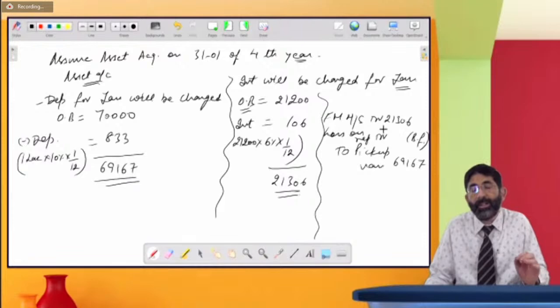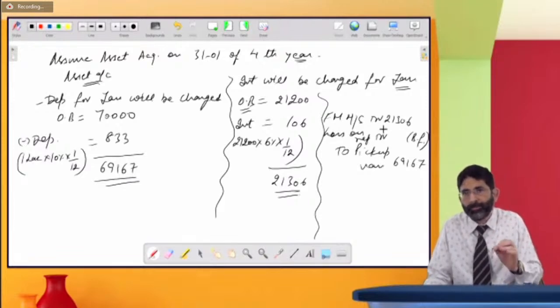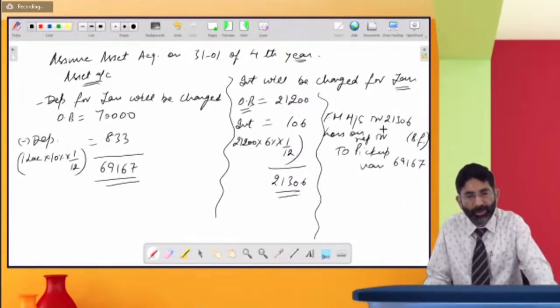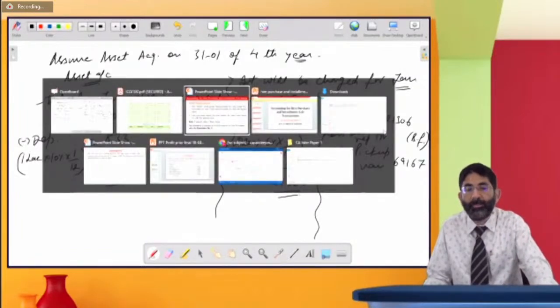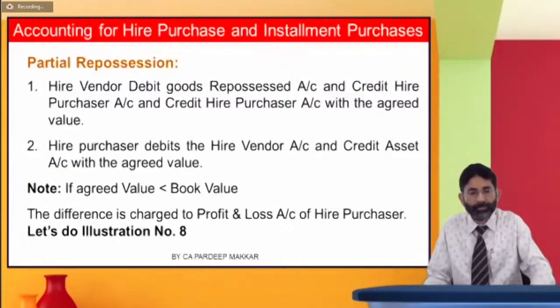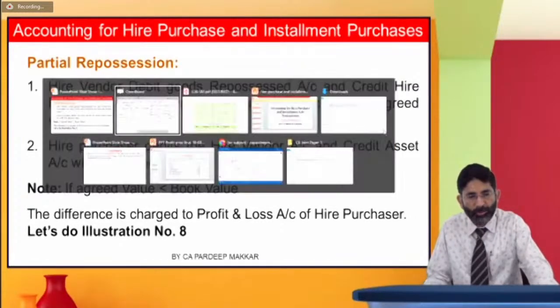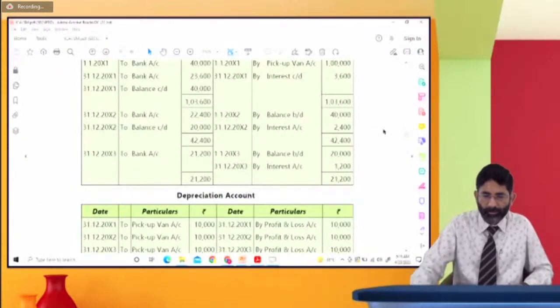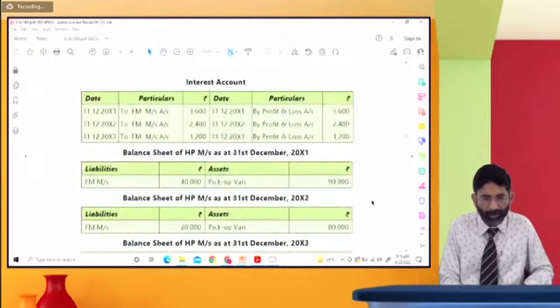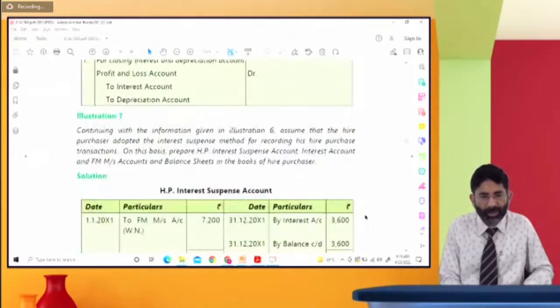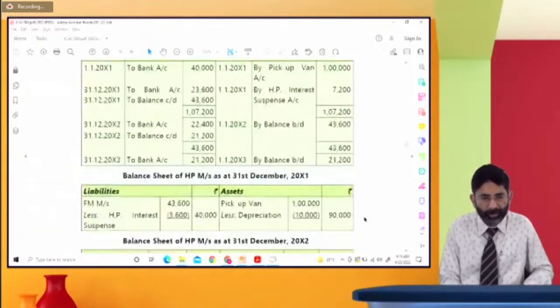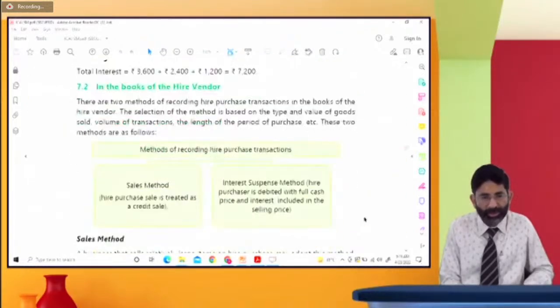This is complete repossession which I have covered in this question. I assume that complete repossession is clear to everyone. Now I'm coming to illustration number 8 for covering your partial repossession concept, which is very important. Normally in exam, we are getting partial repossession questions. So come to illustration number 8 of your module. Very important illustration. In big question, we are getting such type of questions in your exam. It is more than 10 marks question.